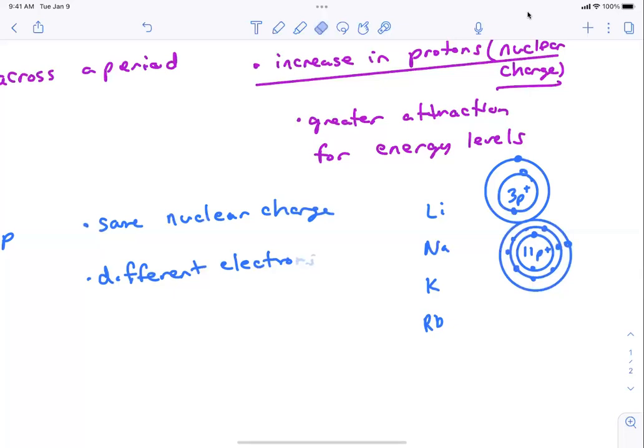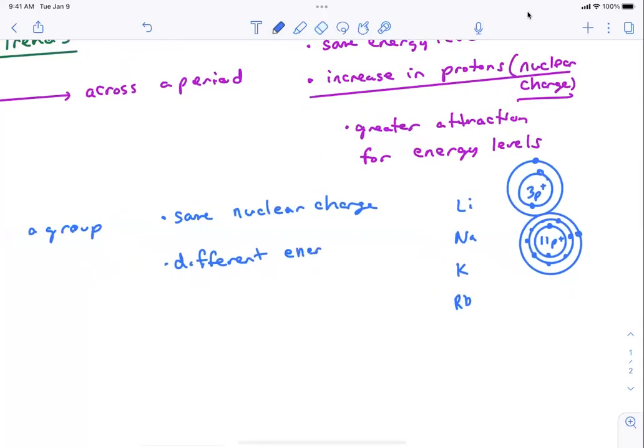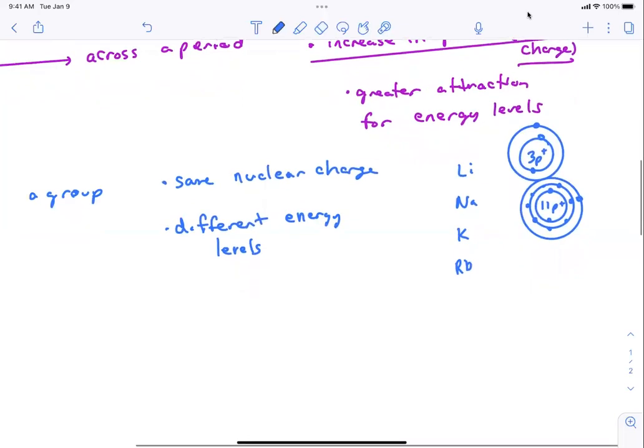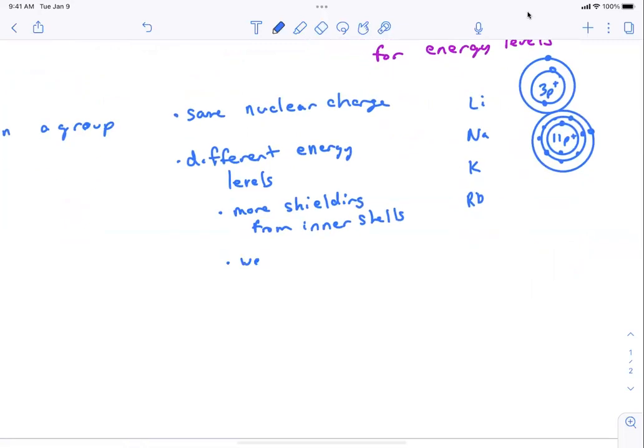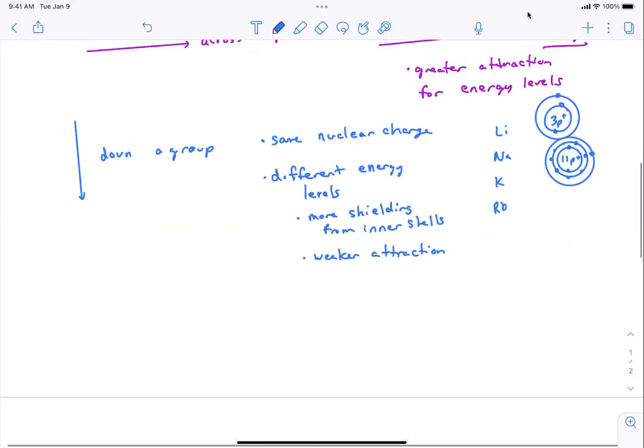Oh, sorry, I wrote different electrons because I didn't mean electrons. I meant energy levels. I was already thinking ahead, sorry. That's my fault. I was already thinking about the diagram and I wrote what I was thinking instead of what I intended. So different number of energy levels. So the same nuclear charge because of the inner shells. When you have a different number of energy levels, you have more shielding from the inner shells or levels, which means a weaker attraction.